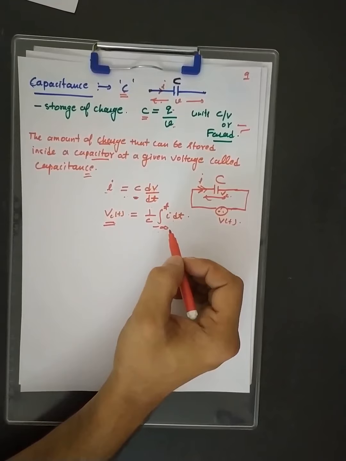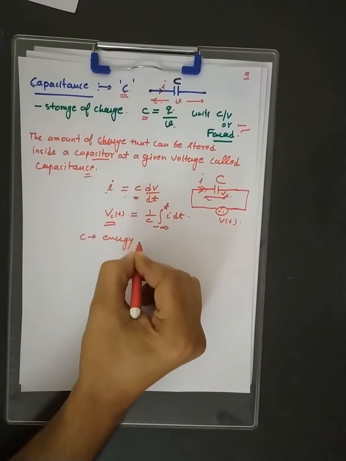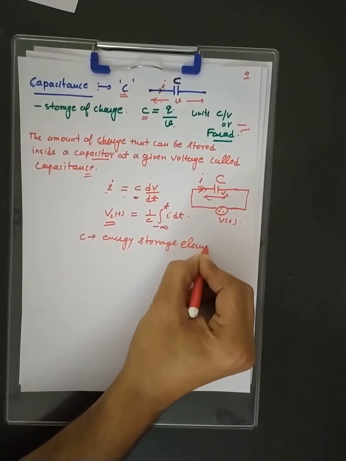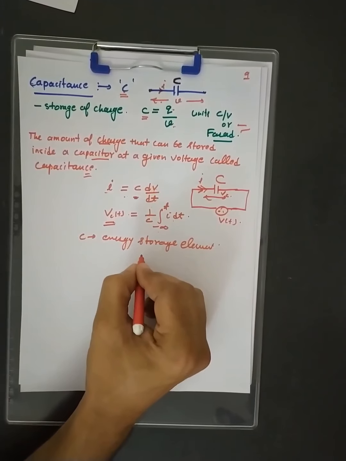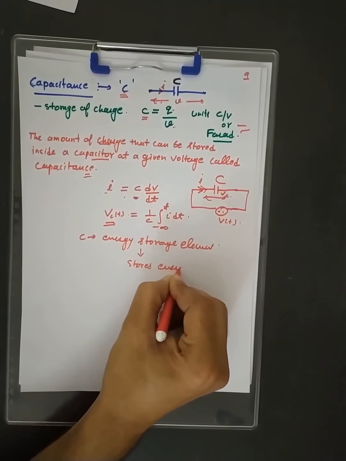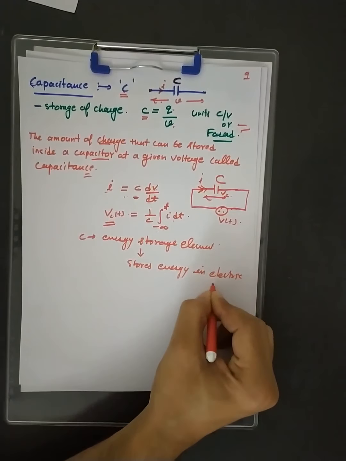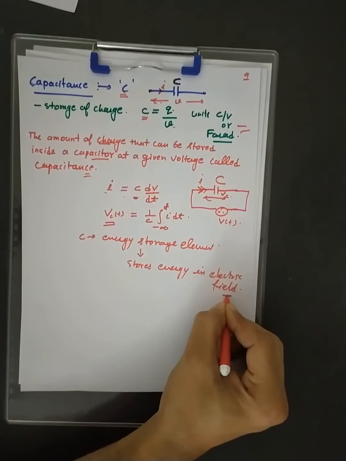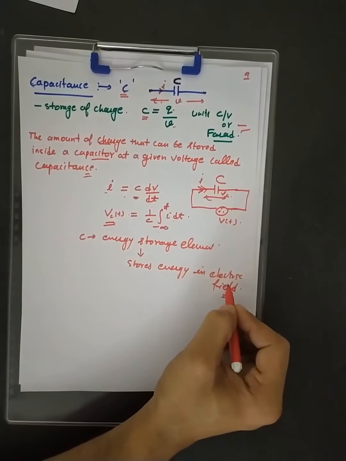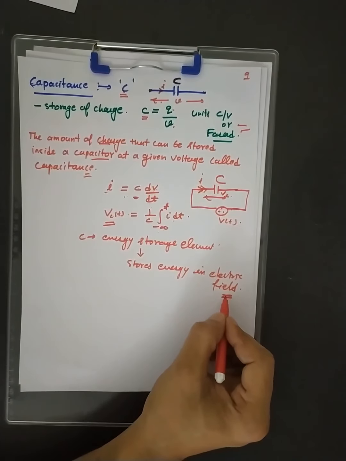So you know very well C is also an energy storage element. Right? It stores energy in electric field. Okay, so it is the basic difference between inductance and capacitance. In inductor, energy was stored in magnetic field. In capacitor, energy is stored in the form of electric field.